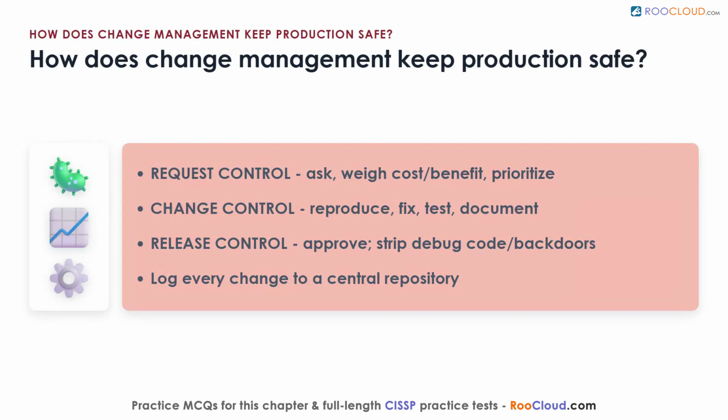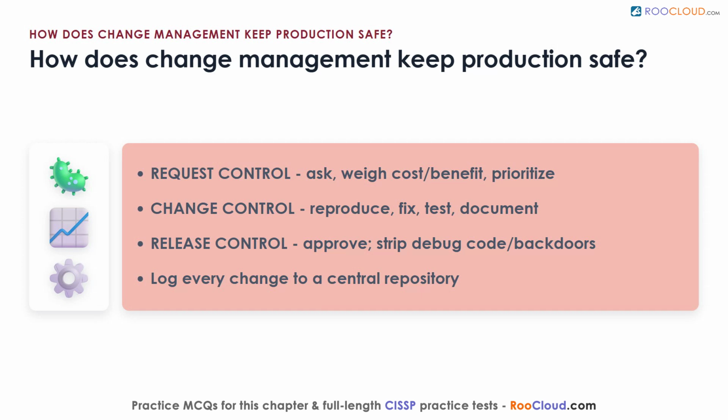How does change management keep production safe? Once software is live, users will always want new features, bug fixes, and tweaks, so you manage those changes in an organized way and log them to a central repository for auditing and investigation. The process has 3 parts. Request control gives users a framework to ask for changes, while managers weigh costs and benefits and developers set priorities. Change control lets developers reproduce the reported situation, craft and test a fix in a controlled setting, document it, and limit its side effects on security.